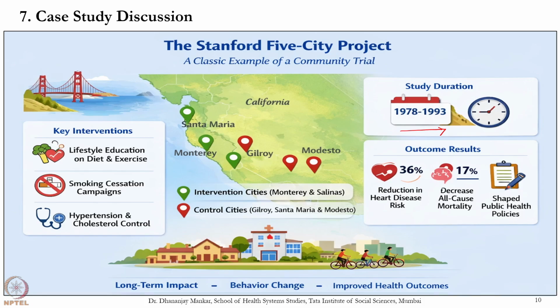The outcome results were based on the findings that came: a 36% reduction in heart disease, which was seen as a healthy measure towards heart conditions. There was a decrease in all-cause mortality, particularly for any disease condition, and this entire community trial intervention was taken to shape up public health policies, which is seen as a very remarkable study.